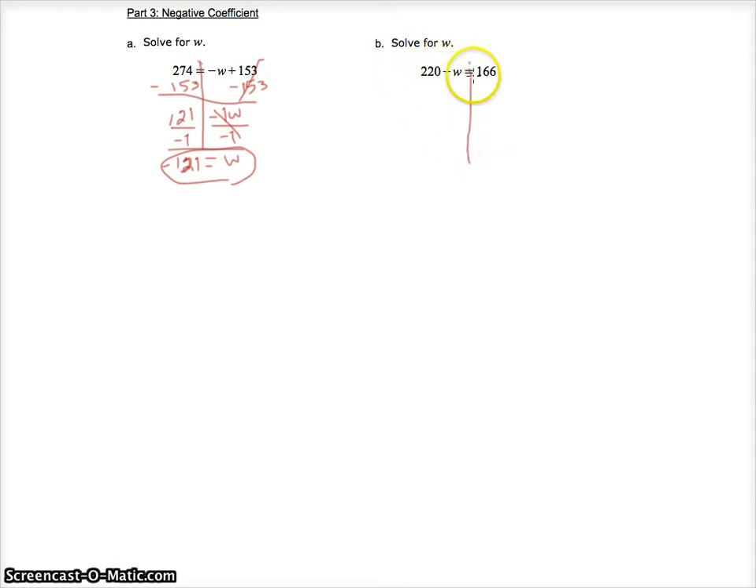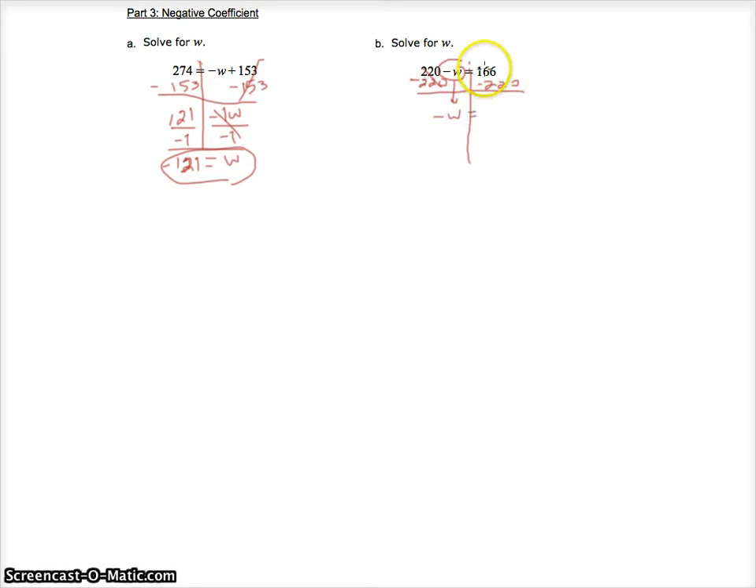Here I have 220 minus W equals 166. And I need to cancel the positive 220, so I need to subtract 220 from both sides. So this goes away, and then this negative drops down. You got to take the negative with it. So it becomes negative W.